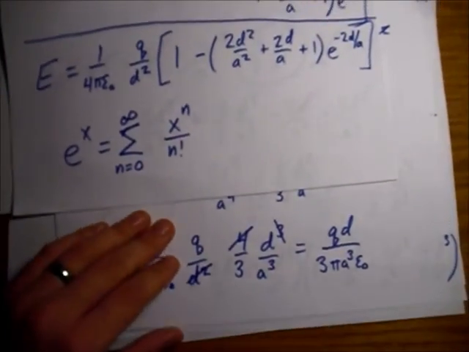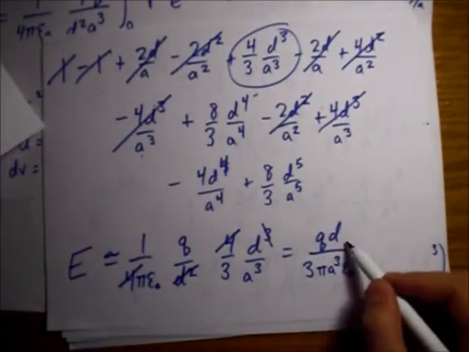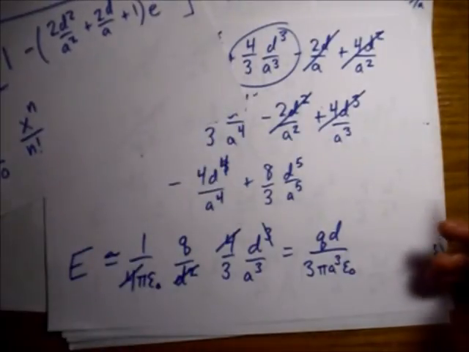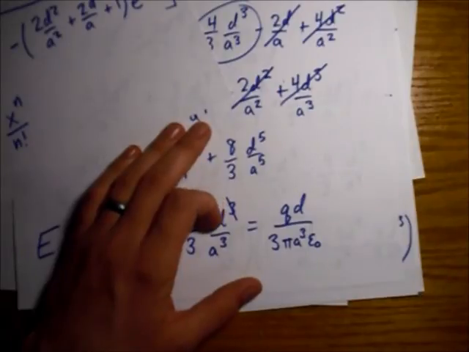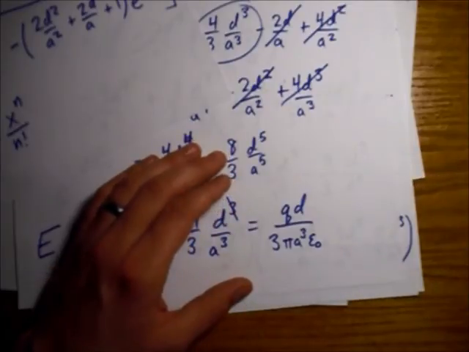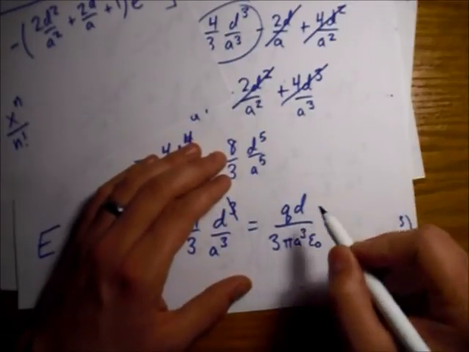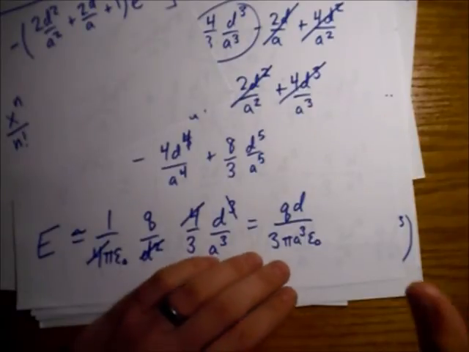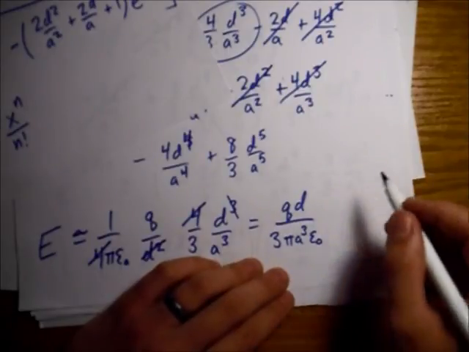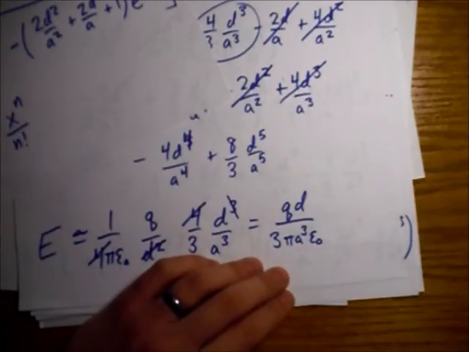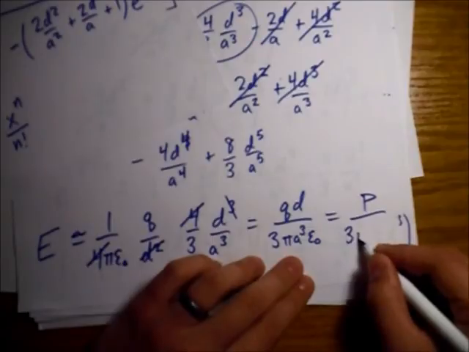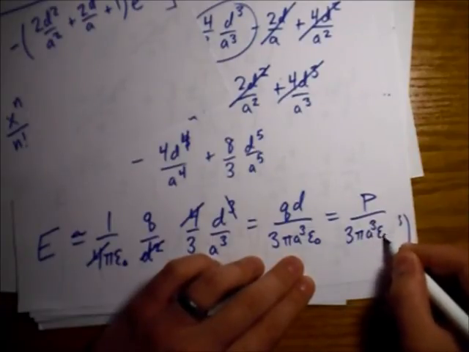All right, so one thing that we need to recognize is qd is the magnitude of the dipole moment. And that's true of a dipole. Anyway, Griffiths had that section about how it doesn't matter where you put the origin, at least only for the dipole thing. You can just say qd for these 2 point charges. Anyway, this is equal to the magnitude of our dipole moment over 3 pi a cubed epsilon naught.